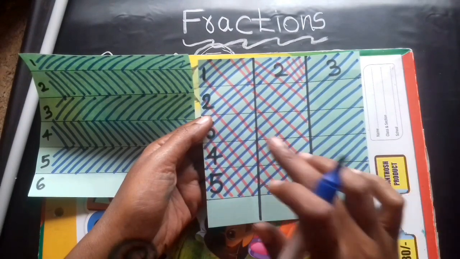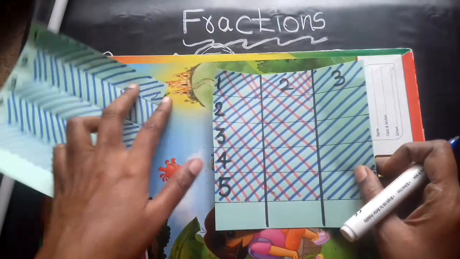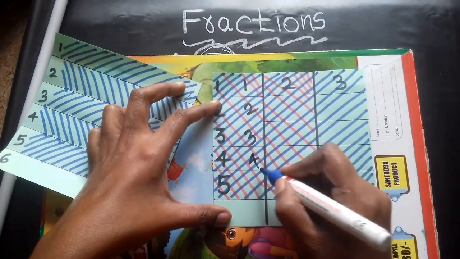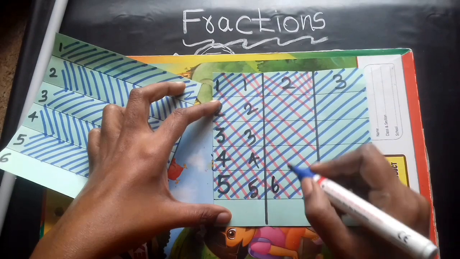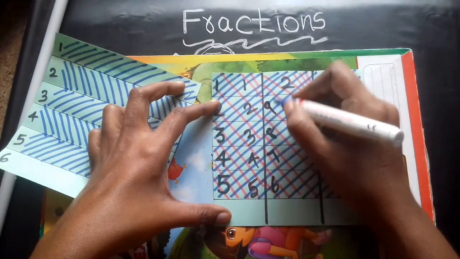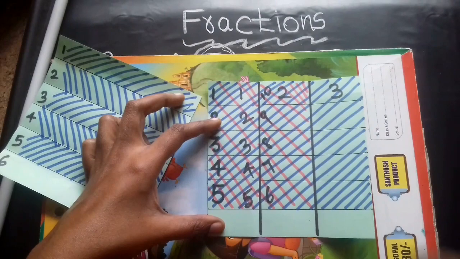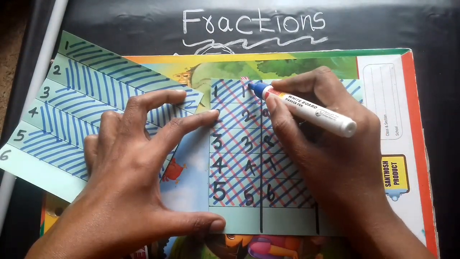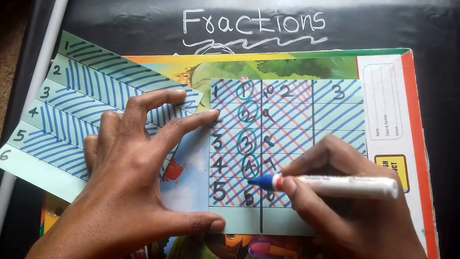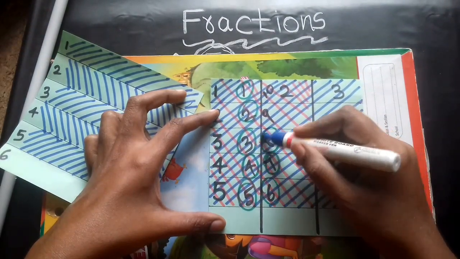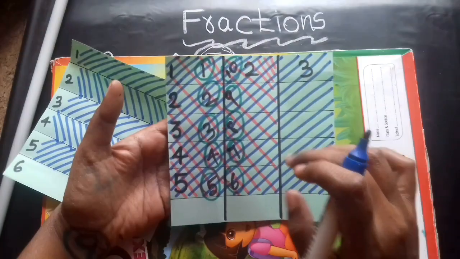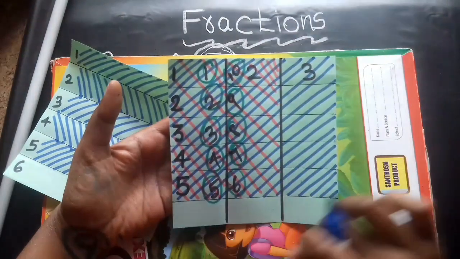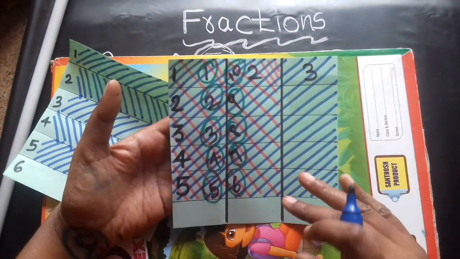Now you need to count the doubly shaded portion of the square. 1, 2, 3, 4, 5, 6, 7, 8, 9, 10. Doubly shaded portions are represented in two colors, blue and red color. So 1, 2, 3, 4, 5, 6, 7, 8, 9, 10. So your answer will be 10 out of 18 equal parts. So 10 by 18.